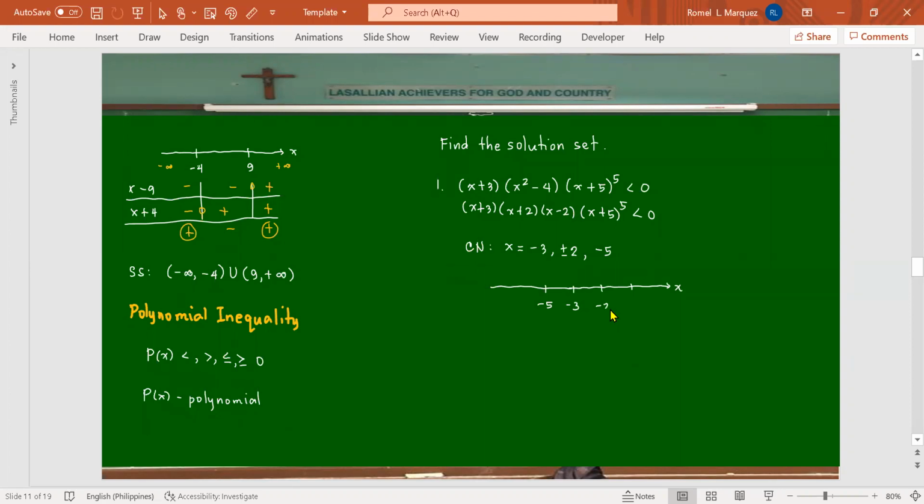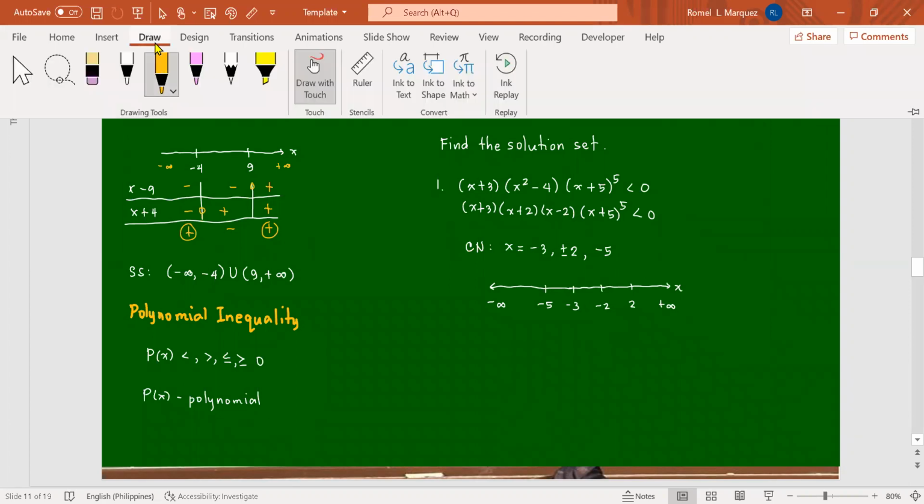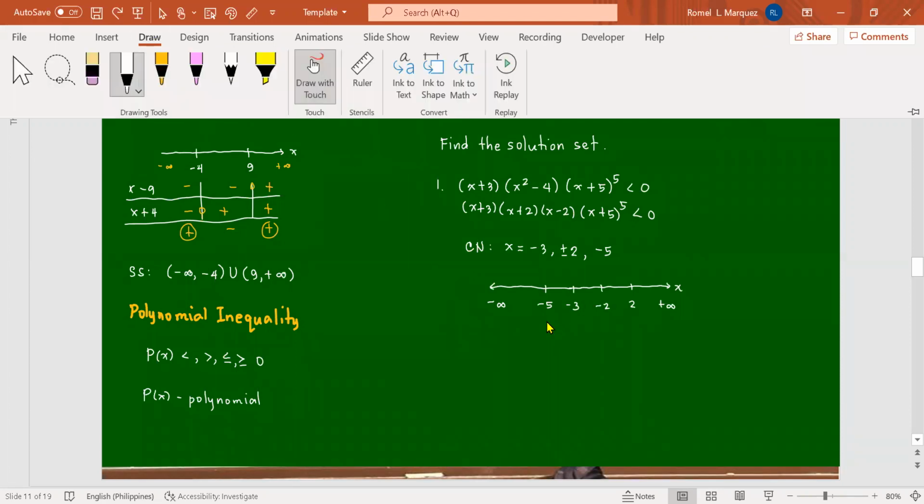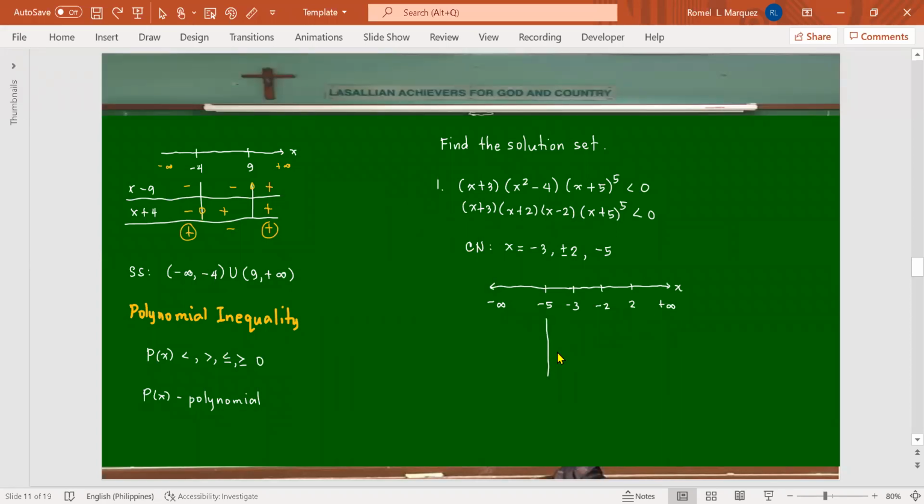So going to the left, negative infinity; going to the right, positive infinity. Do we have to include these critical numbers in the solution set? No, because equation is not part. Okay, very good. Then we're going to prepare a table of values. We call this sign chart. How many factors do we have to list down? x plus 3, x plus 2, x minus 2, x plus 5 raised to 5.